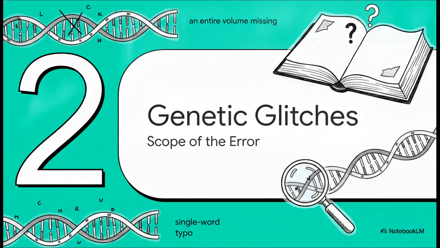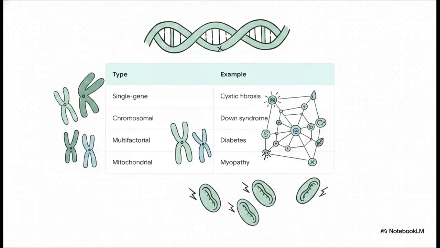Section 2. Types of genetic glitches. Okay, we know the mechanisms, but how do medical professionals actually categorize these errors? It really all comes down to scope. Now, what's really interesting here is how we can distill these highly complex categories into a pretty simple breakdown.